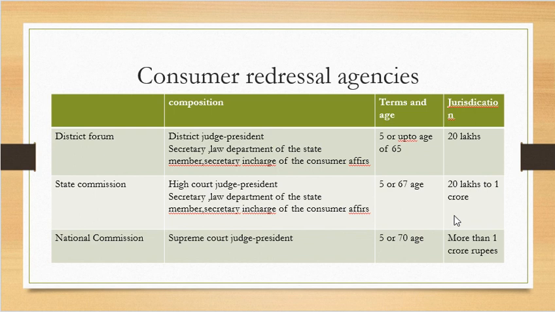A person who is a judge will be nominated by the Chief Justice as the chairman. There will be the Secretary of the Department of Legal Affairs, and also the Secretary of the Department dealing with consumer affairs. What is the term? 5 years or 70 years, whichever is earlier. And what is the jurisdiction? It is beyond 1 crore. So it basically entertains the value of the goods or services or compensation which is beyond 1 crore.